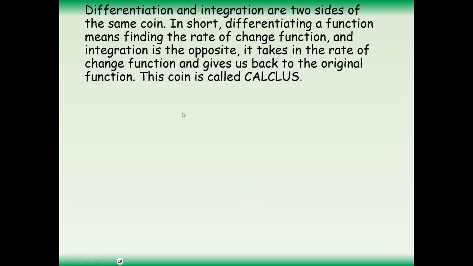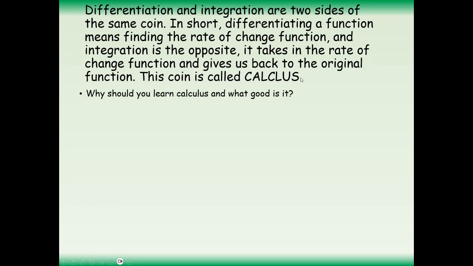You might not have even heard of differentiation, so let me give you a definition. Differentiation and integration are two sides of the same coin. They are opposites of each other and they are both parts of calculus. It means basically calculating a rate of change. Differentiation of a function means finding the rate of change function, and integration is the opposite of that. You'll understand their definitions in more depth as we talk about them separately.